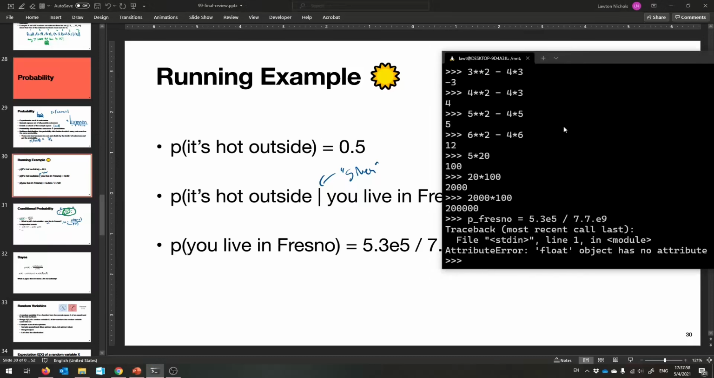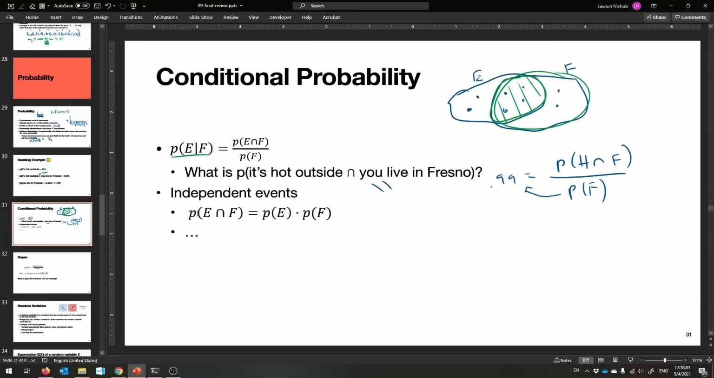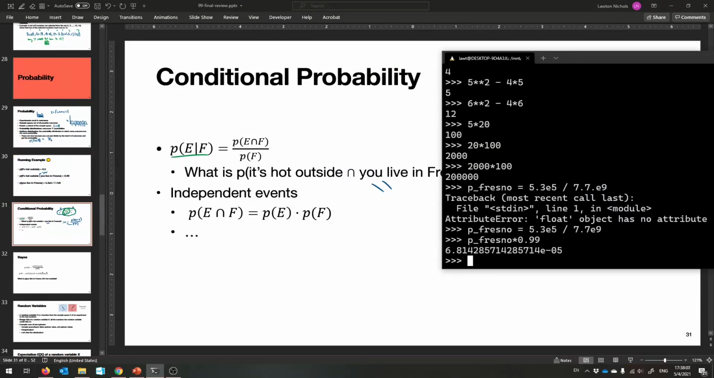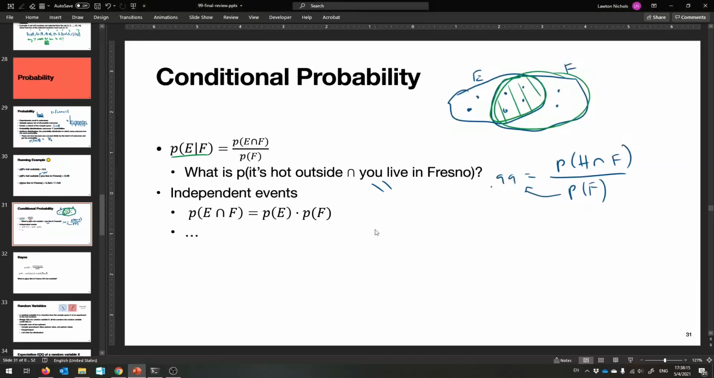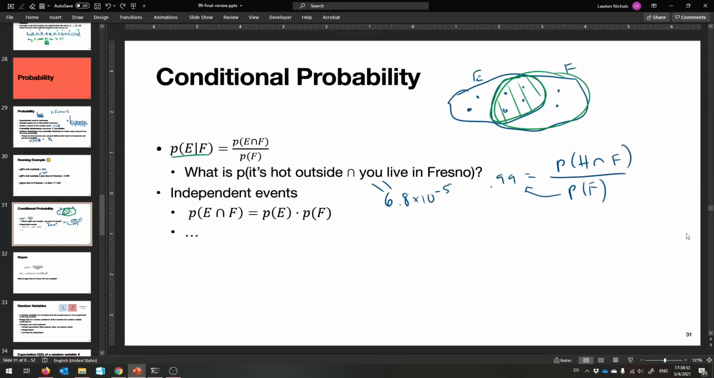Then I can just multiply these things, P of Fresno times 0.99. And so that's my tiny little probability: 6.8e-5. So that's a small probability that it's both hot outside and you live in Fresno, even though it's quite likely that it's hot outside when you live in Fresno. And it's because it's very unlikely for you to have lived in Fresno, right?